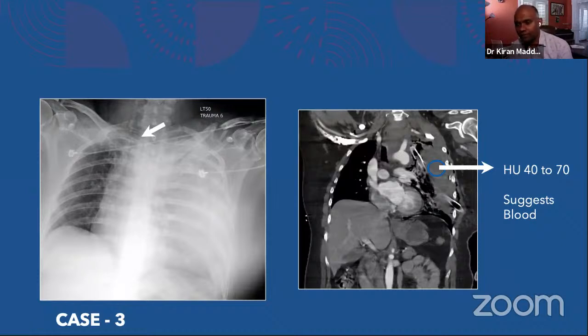Whenever we see a fluid anywhere, the first behavior the radiologists have to inculcate is to measure the Hounsfield units. I was talking about using the terminology opacity, lucency, hyperdensity, hypodensity, but more importantly, a radiologist will also talk in terms of Hounsfield units. The Hounsfield unit is a CT measurement to classify the internal density of a substance. Blood will have Hounsfield units around 40 to 70. So this suggests blood. This is a case of hemothorax.